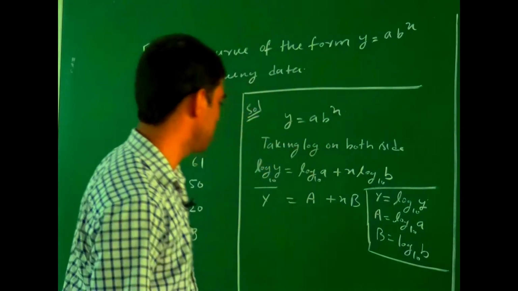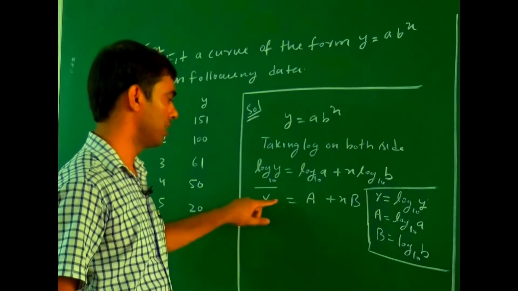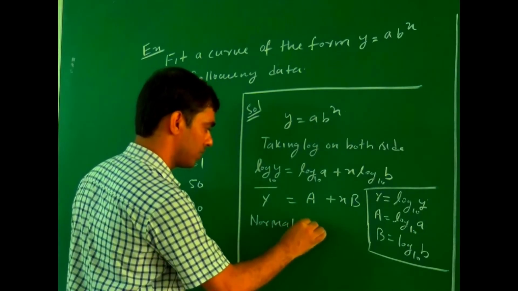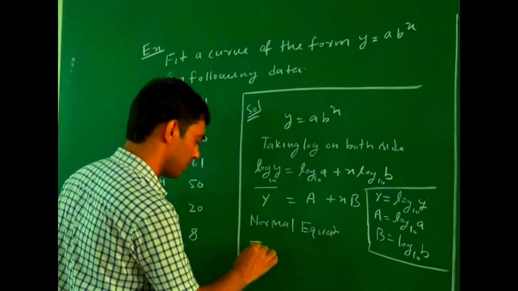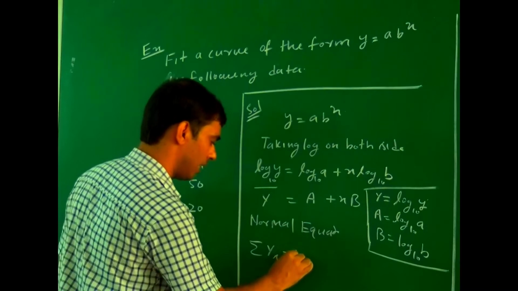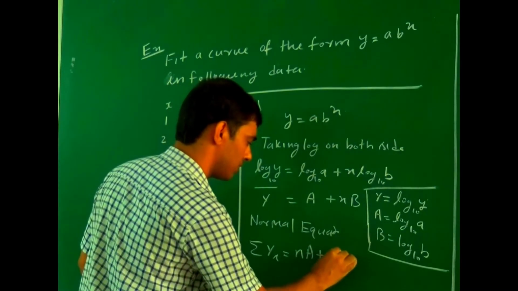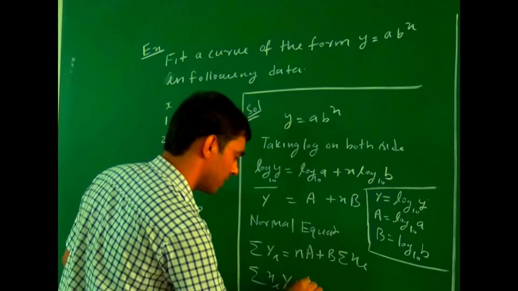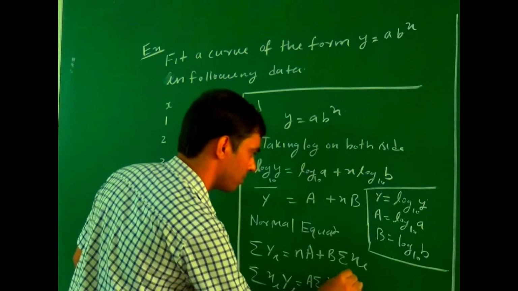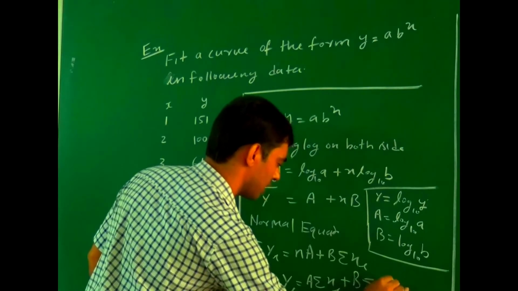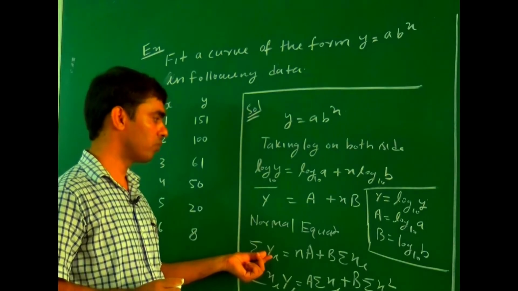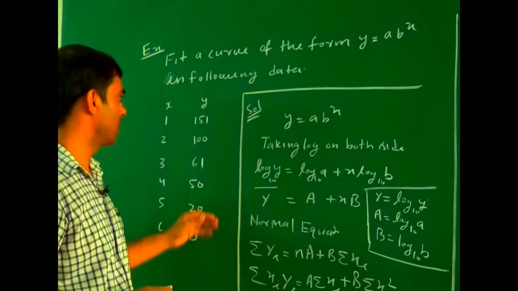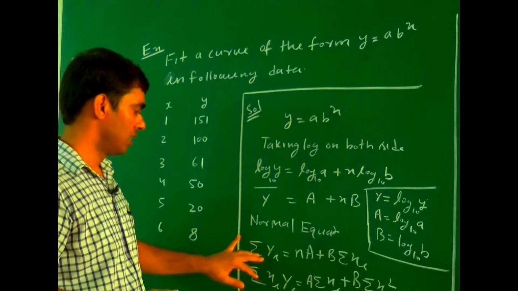As this looks like a linear regression, a line of regression y equals a plus bx, what are the normal equations? The normal equations become: summation of capital Yi equals n A plus B summation of xi, and summation of xi capital Yi equals A summation of xi plus capital B summation of xi squared. So we need to calculate capital Yi, meaning we take the log of small yi, and then find the sum of the logs of y, which is the summation of capital Yi.